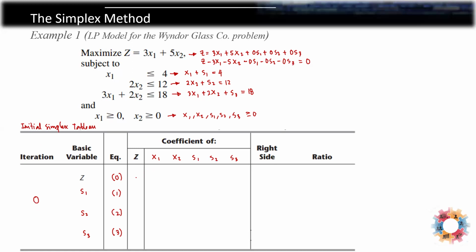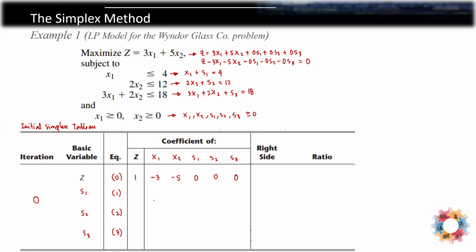Now let's indicate the coefficients of the equations. Starting from the objective function, the coefficient of Z in our first equation, which is the objective function, is 1. Under x1, the coefficient of x1 is -3. Coefficient of x2 is -5. Coefficient of s1 is 0, 0 for s2, and 0 for s3.